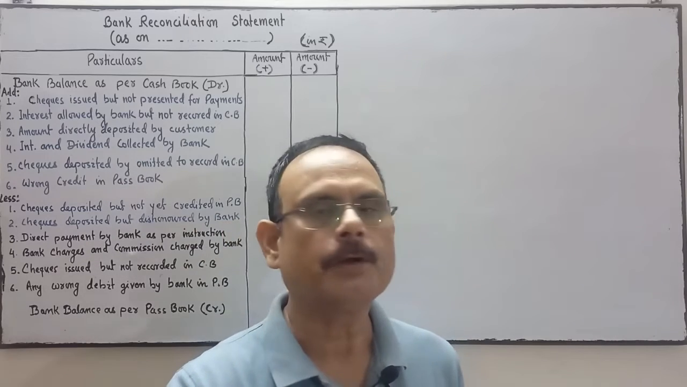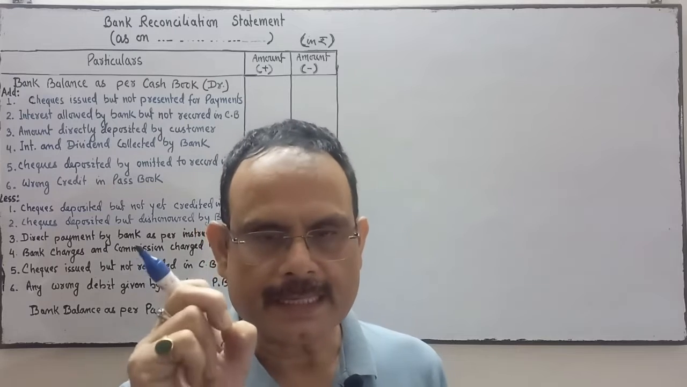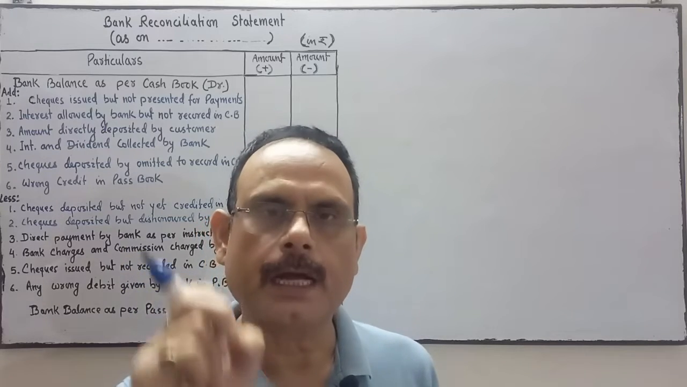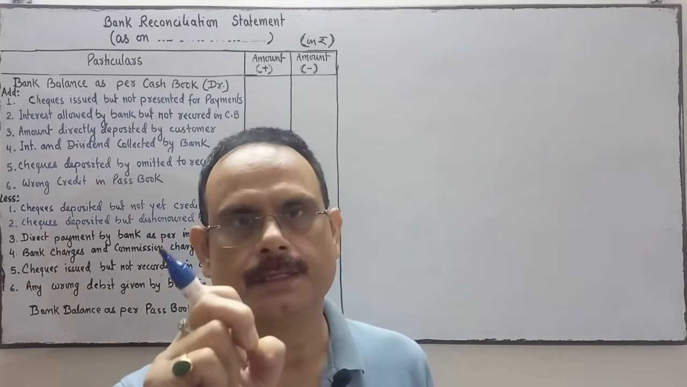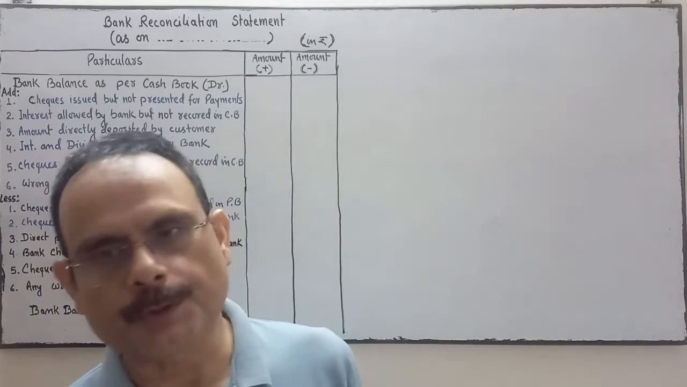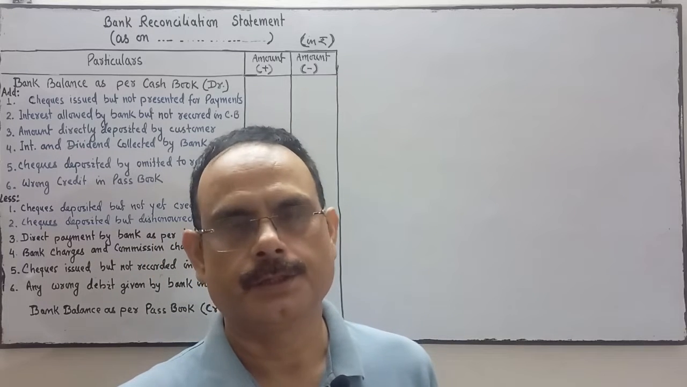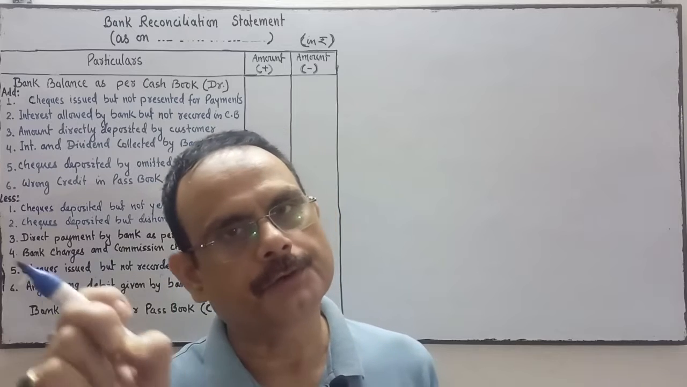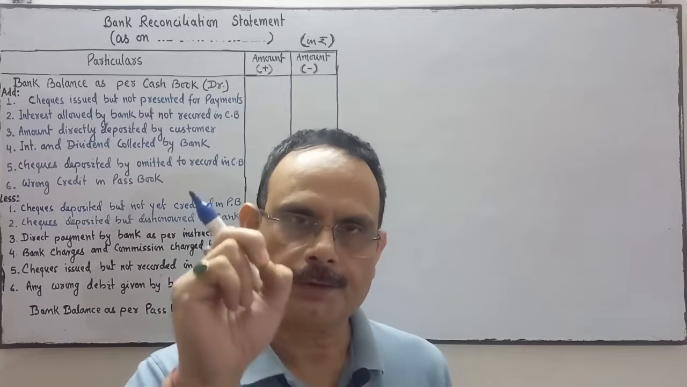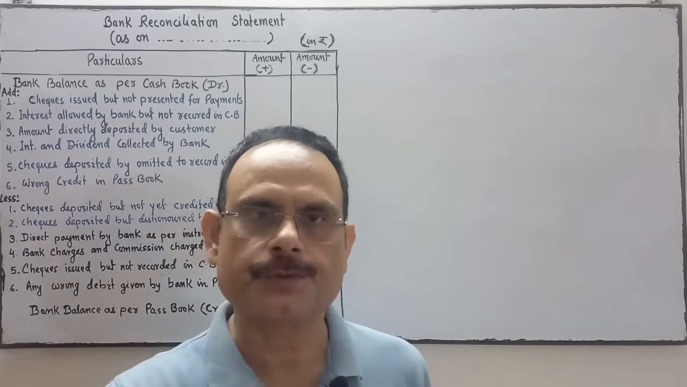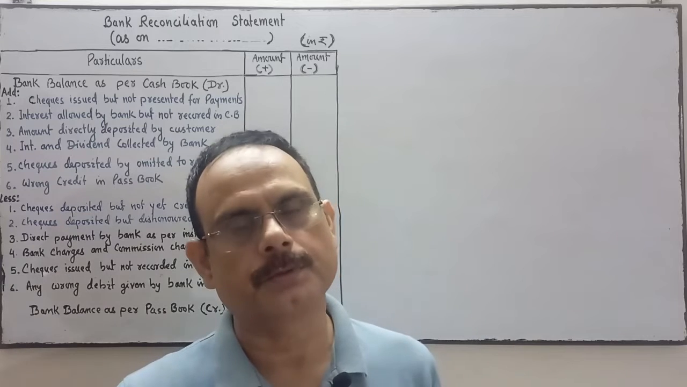So first of all, we draw a format of bank reconciliation statement. It is prepared on a particular date, as on date. Suppose it is going to be prepared on 31st July 2020, so we write as on 31st July 2020. It means on that date we have to see whether the entry is recorded in the cash book or passbook or not.